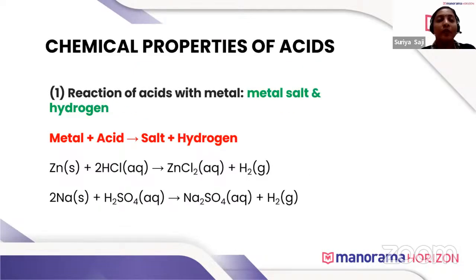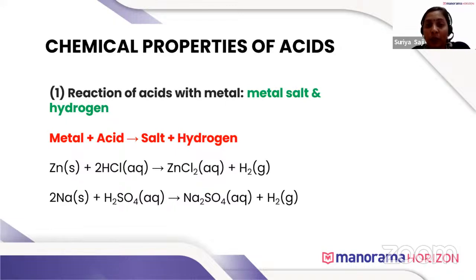So now we saw the different classifications of acids, and the properties of acids also we have discussed. Now coming to chemical properties of acids. So first is the reaction of acids with metal. We have already studied this one in last class, also in lower classes as well. So what will happen when acids react with metal?